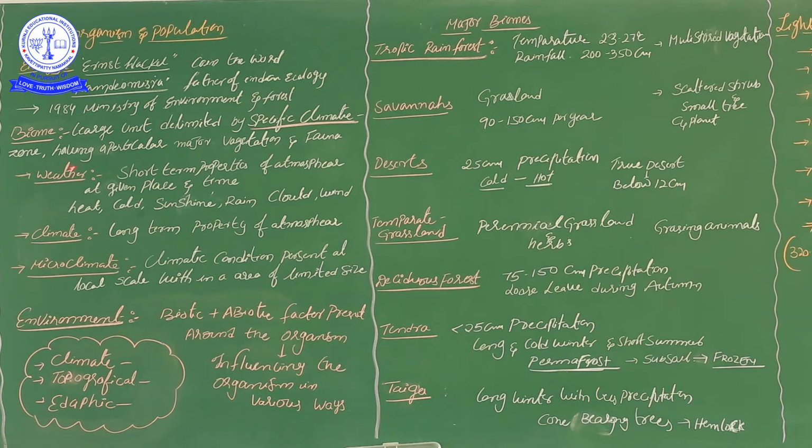Before that, a biome is a large unit delimited by a specific climate. This is very important. A particular place has a specific climatic zone and a particular major vegetation. A particular major vegetation means a particular type of flora, and based on the flora only, the fauna will depend. Because of what type of flora is there, flora means nothing but plants, so the plant-dependent organisms are present as fauna. So a biome is a particular unit place with a specific climatic zone, a particular major vegetation, and fauna.